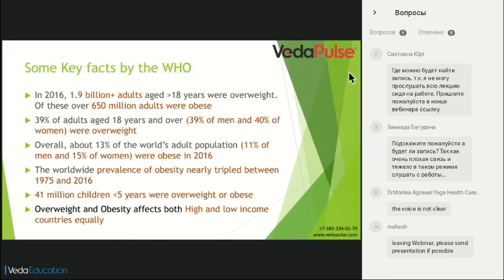According to the World Health Organization, a huge number of people are suffering from obesity and overweight, and very important is that there is increasing childhood obesity now. About 41 million children below the age of 5 years are overweight or obese.